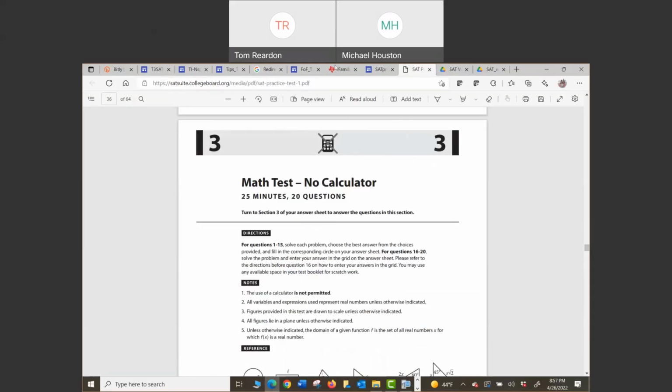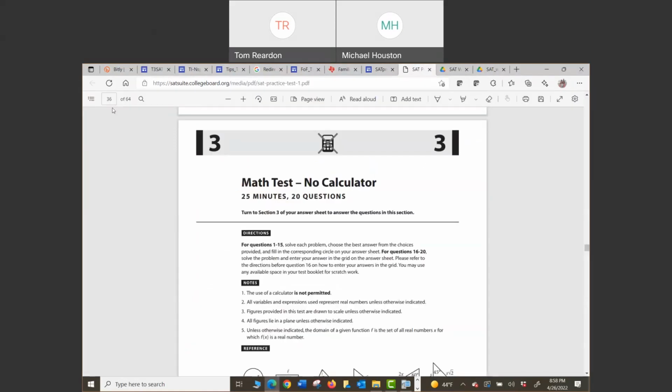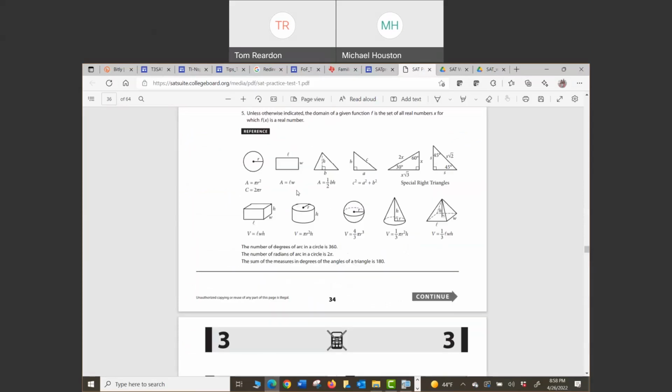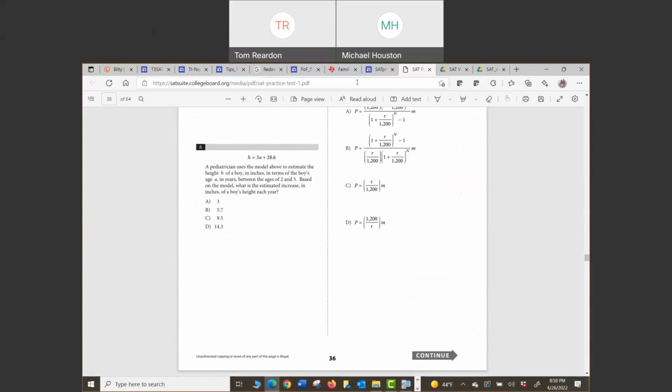So I have 8 practice tests from the College Board. When you go to the link there, these are the links. It's SAT 1, 3, 5, 6 up to 10. 2 and 4 are not there. But when you go there, this is what they look like. And I'll even tell you what page it starts on. So this one starts on page 36. This is an exact test from the College Board. And then they have the answers at the back as well.